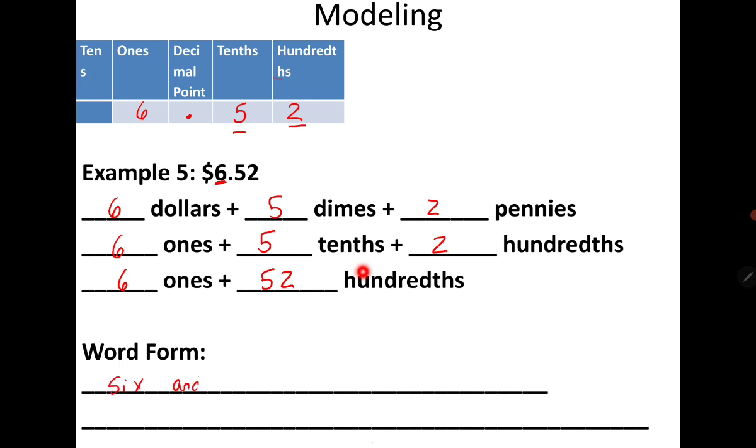6 and 52 hundredths is how we would write that in word form.